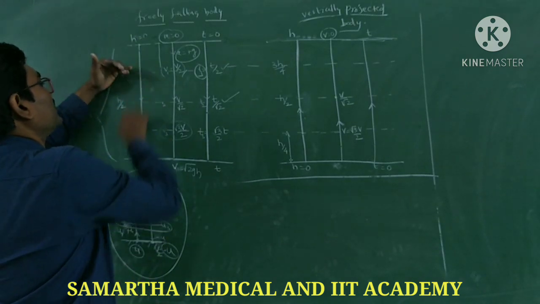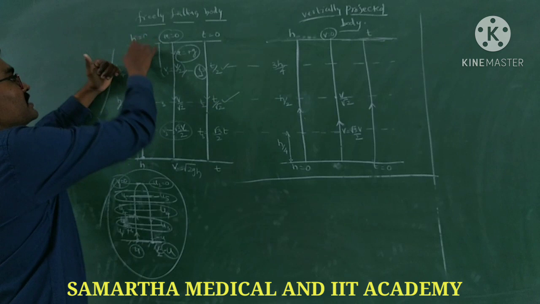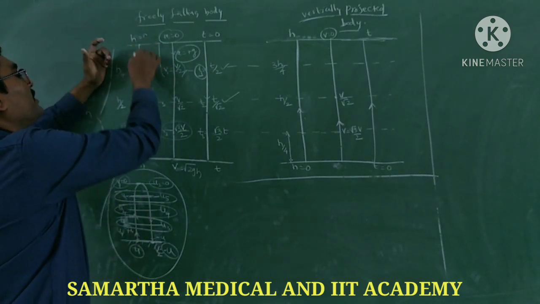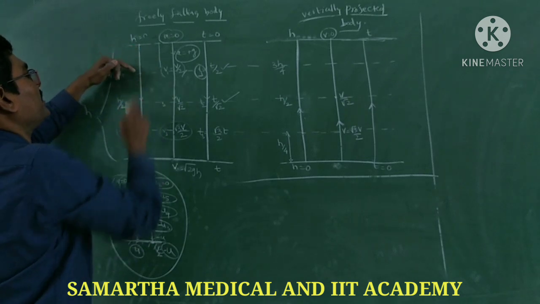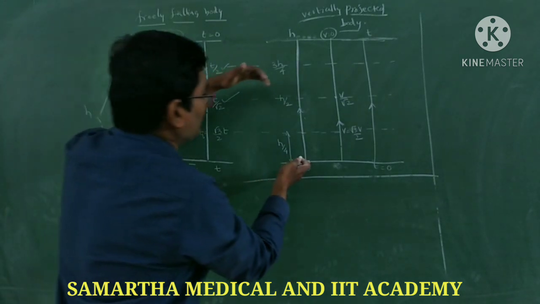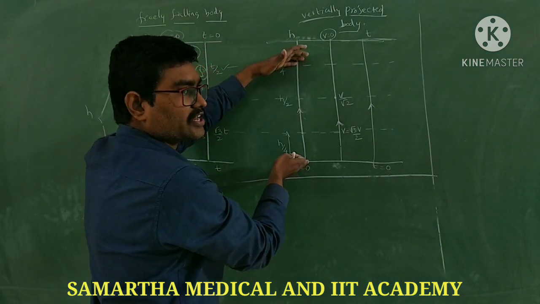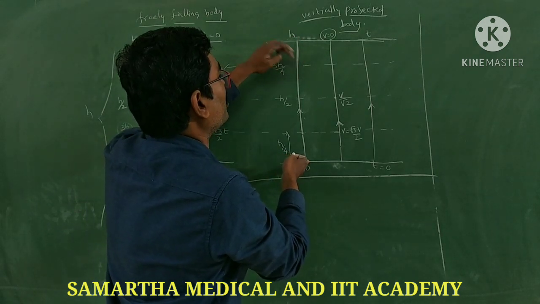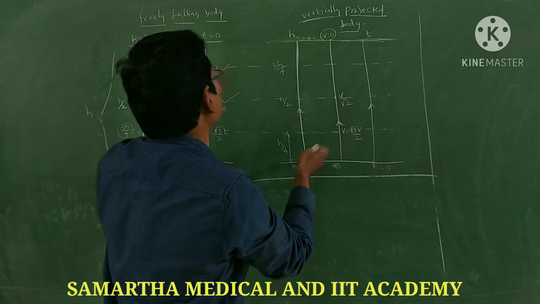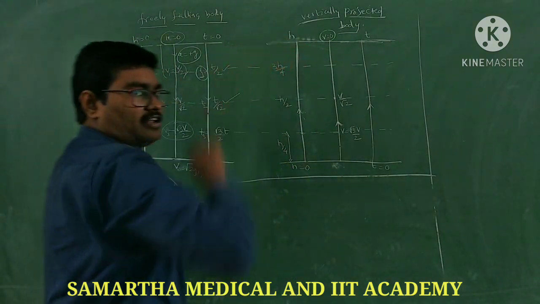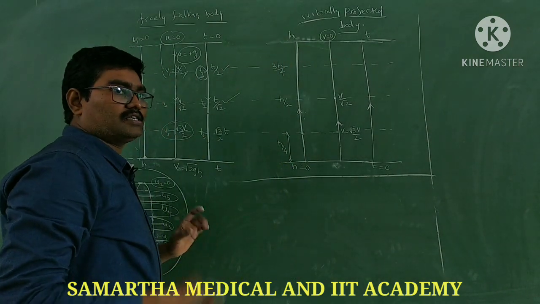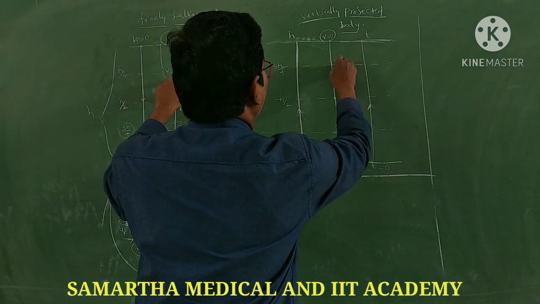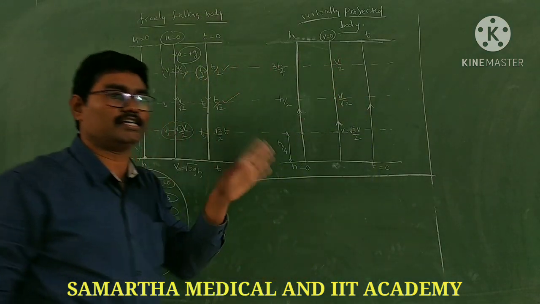Next, what about this? From ground it is 3h by 4, but from top it is covered h by 4. So this point, from top it is h by 4, from ground it is 3h by 4. I am calculating from ground at 3h by 4. So that means from top at h by 4 and from bottom 3h by 4, that point is at the same level. Correct? Same level means what is the velocity here? V by 2. Clear or not? Yes, sir.